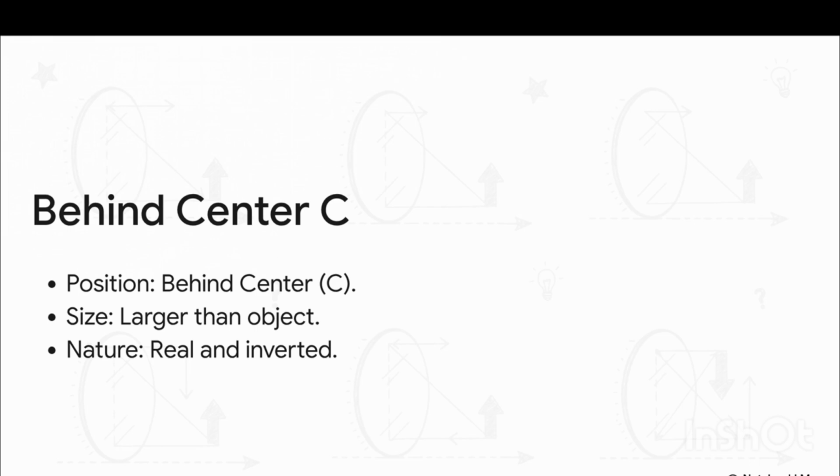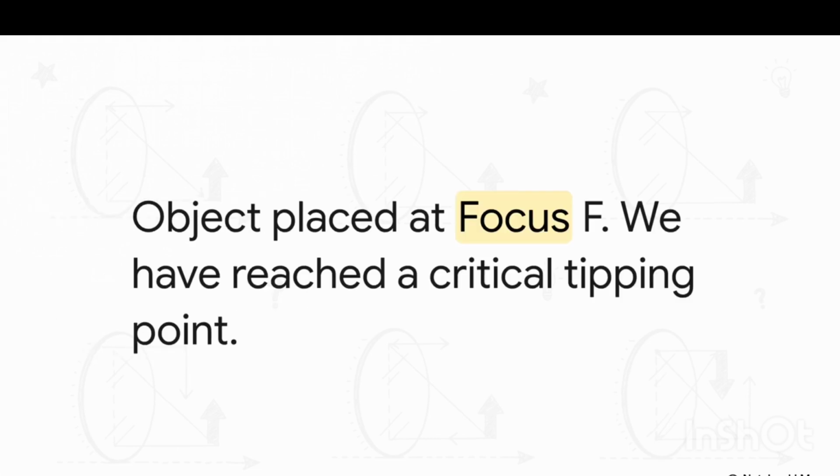The rays now intersect way back behind center C, so our image is actually forming further away from the mirror, and look at the size. For the very first time in our journey, the image has grown larger than the original object. It's still real and inverted, sure, but now it is significantly magnified. Which brings us to case 5.